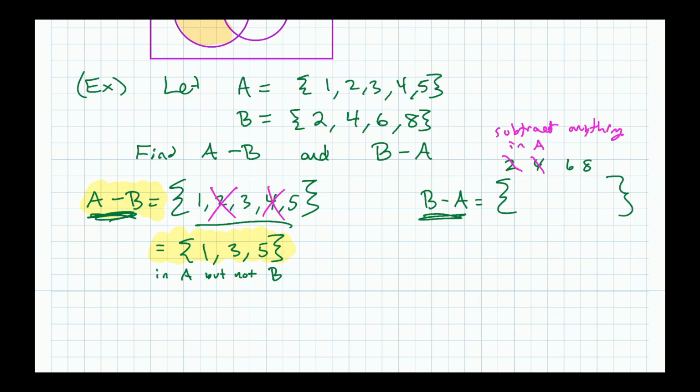So what are we left with here? Just the 6 and the 8. B was 2, 4, 6, 8. If you subtract off A, you get rid of the 2 and the 4 because they're in A. And that's it. That's how you do set difference, right? It's like subtraction. You start with one set and you subtract off whatever's in the other set. Okay.